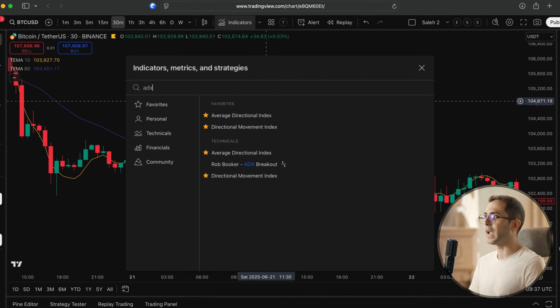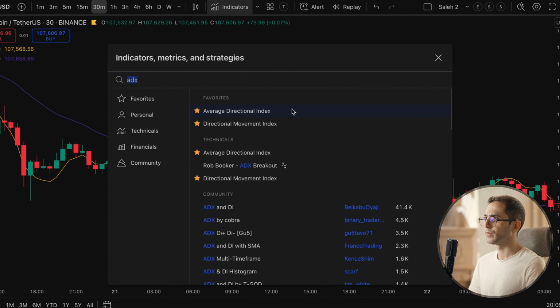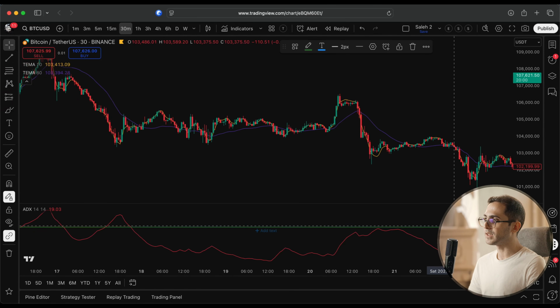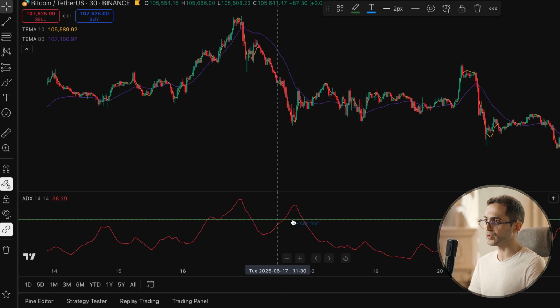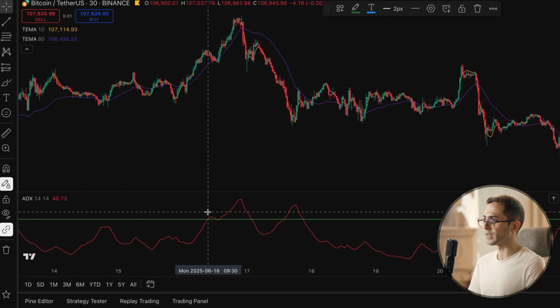All right, next we want to use a volatility filter, and as most of my strategies, I'm going to use the ADX in here. So basically, whenever this red line goes above the green line here, which is our threshold, we want to take the trade, or for example, in here.